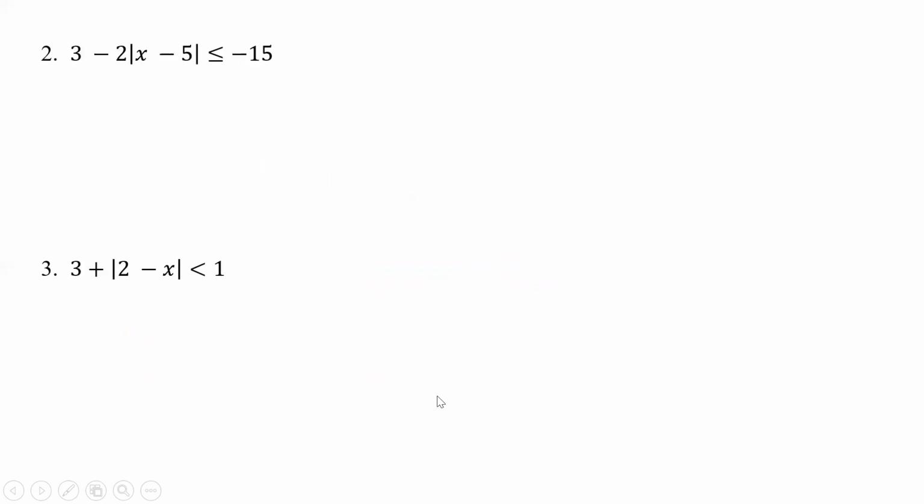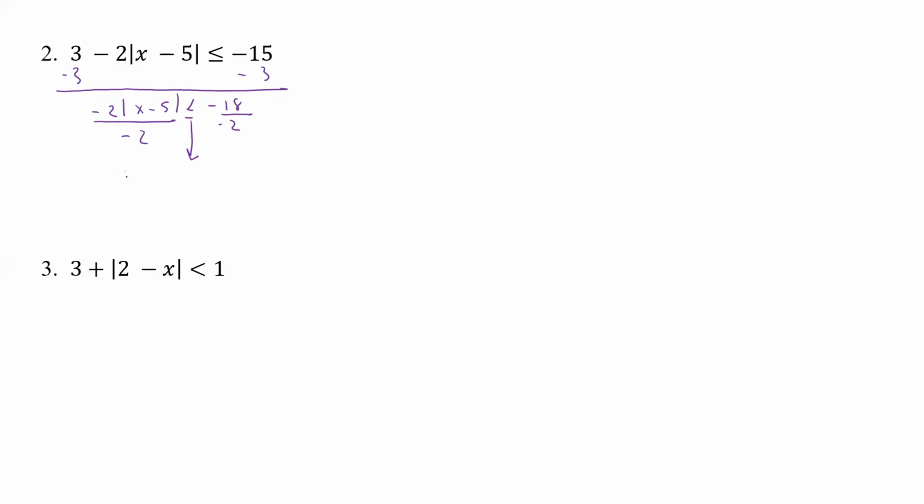All right, what about this one? Well, here we have to isolate the absolute value first. So we need to subtract 3 from both sides to start with. So when we do that, we have a negative 2 times absolute value of x minus 5 less than or equal to negative 18. Now we need to divide by that negative 2. Ding, ding, ding, ding. We need to change the sign.